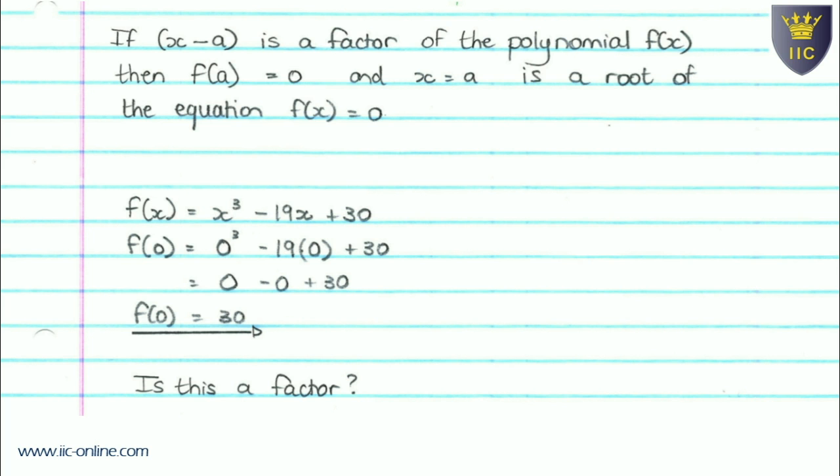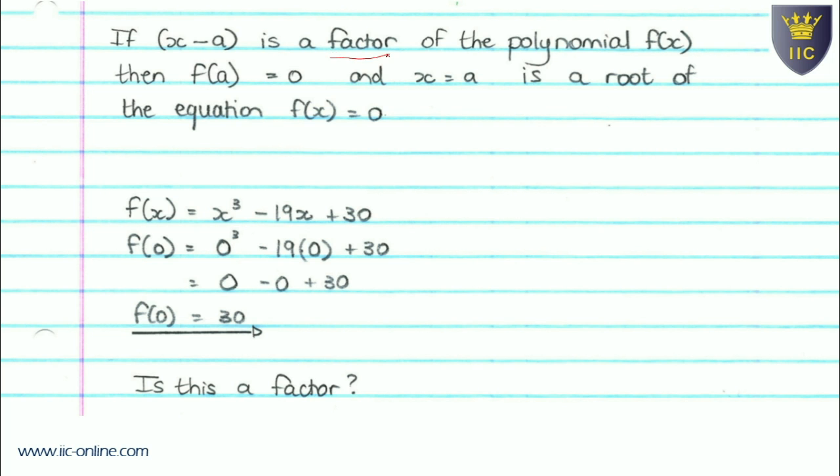So here's the theorem. If x minus a is a factor of the polynomial f(x), then f(a) is equal to 0, and x is equal to a is a root of the equation f(x) is equal to 0. Now, it sounds like an awful lot of words and probably none of it makes sense to you at the moment, but don't worry about that. I'm going to break it down into little pieces first.